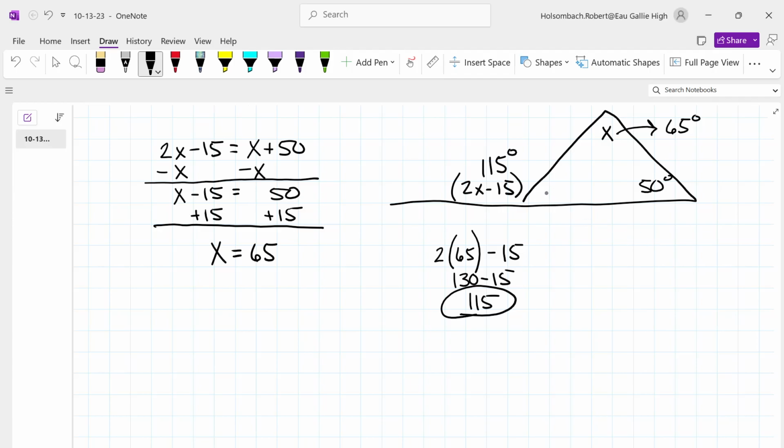And now let's label this angle inside here y, and let's find it. You can find it two ways, can't you? These two angles are a linear pair and sum 180. So we can say that y plus 115 equals 180. Subtract 115 from each side. And our y is equal to 65 degrees.